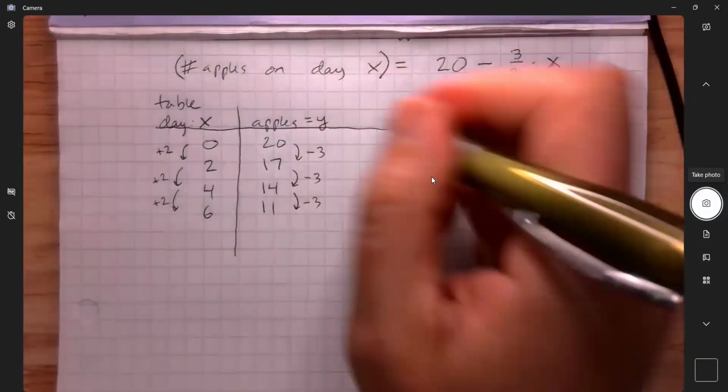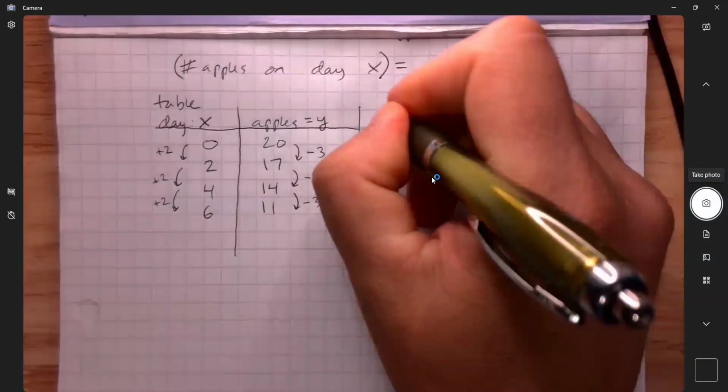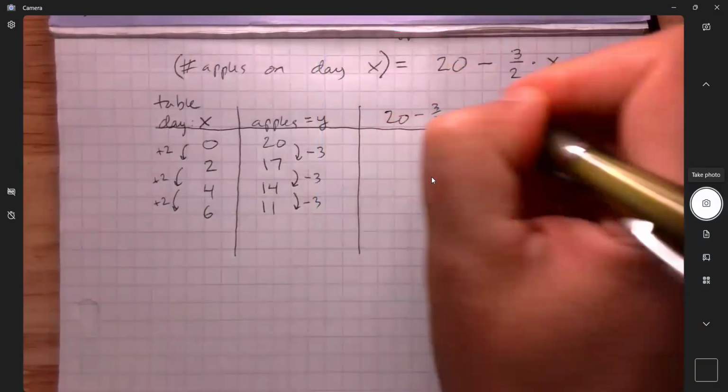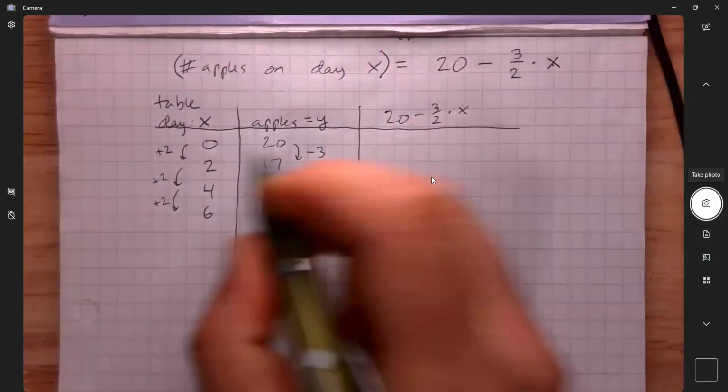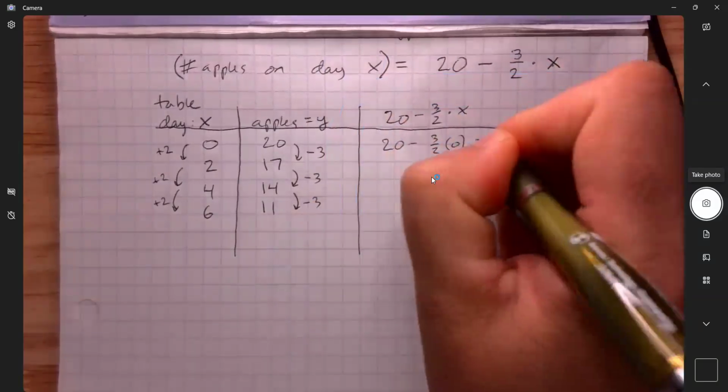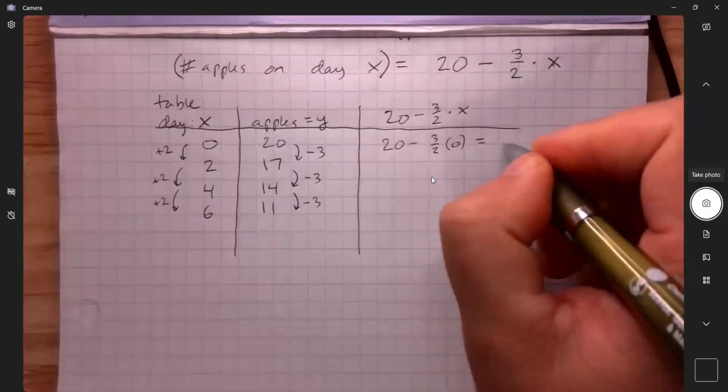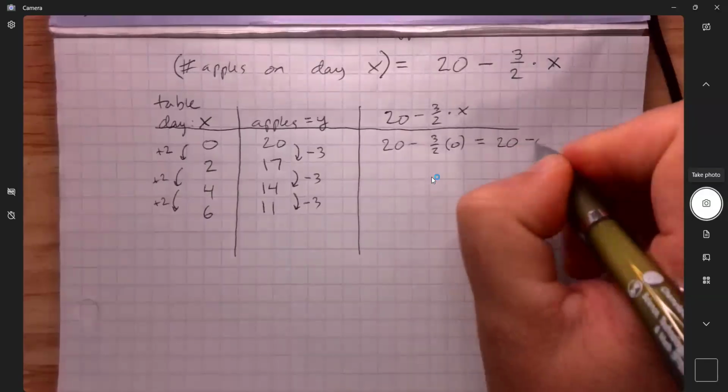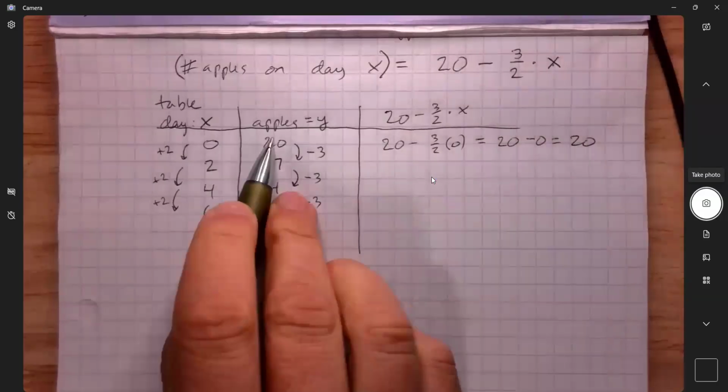And now let me check it against the formula I came up with. 20 minus 3 halves times X. So on day 0, X is 0, and I have 20 minus 0, which is 20. Okay, that works.